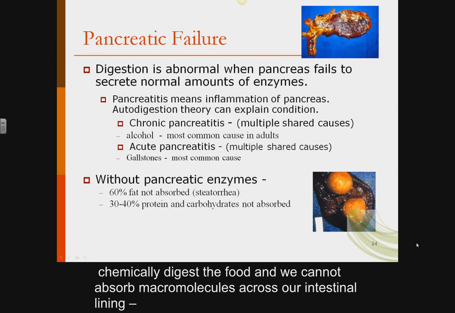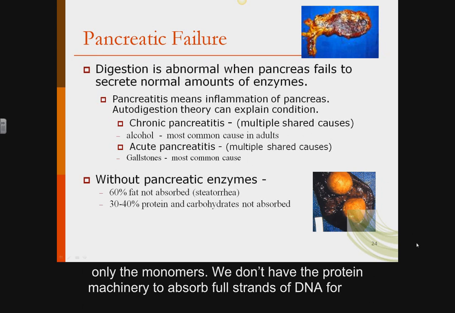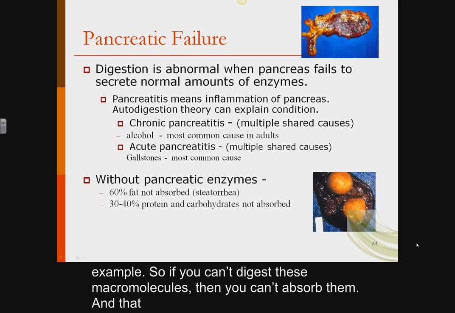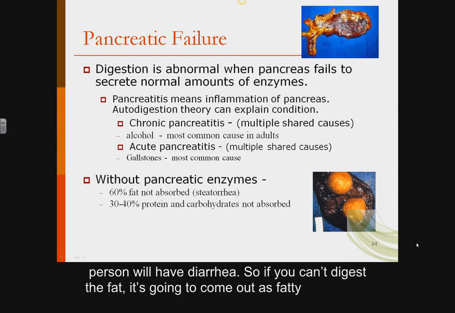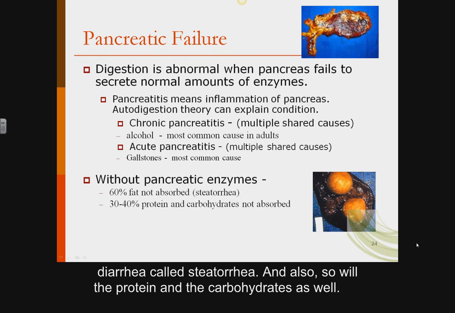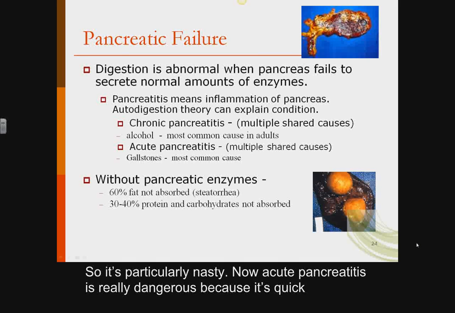Without the pancreatic enzyme, that means the person won't be able to chemically digest the food and cannot absorb macromolecules across the intestinal lining. We can only absorb monomers. We don't have the protein machinery to absorb full strands of DNA, for example. So if you can't digest these macromolecules, then you can't absorb them. And that means if you're not moving these solutes, then you're not moving water either, and the person will have diarrhea. If you can't digest fat, it's going to come out as fatty diarrhea called steatorrhea. And also, so will the protein and the carbohydrates as well.